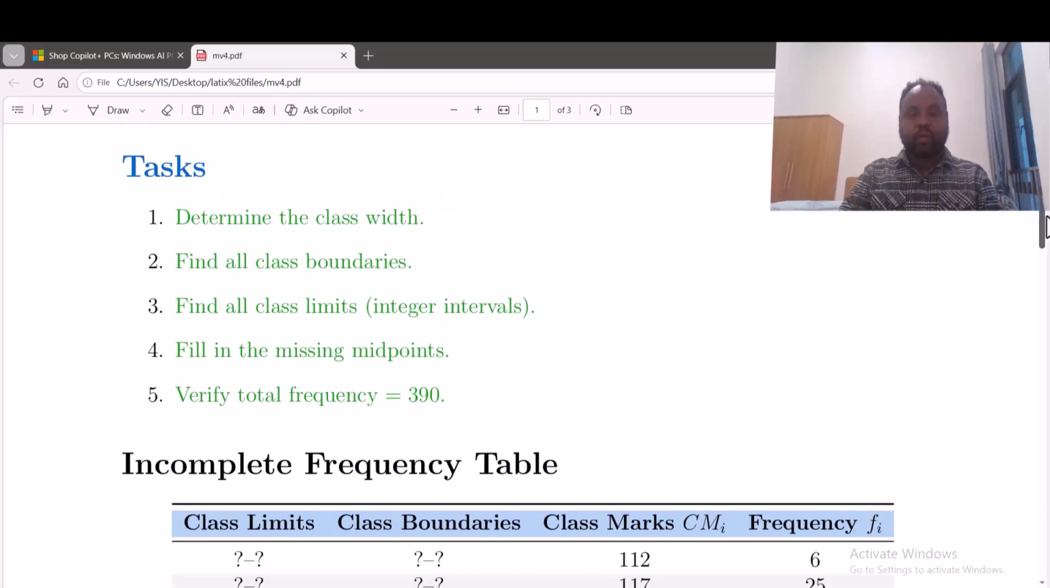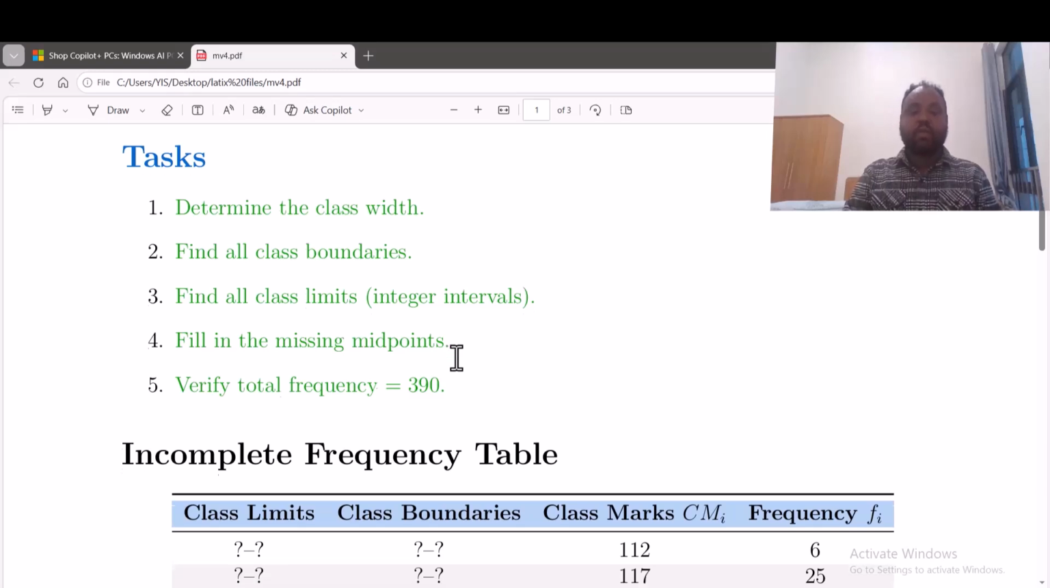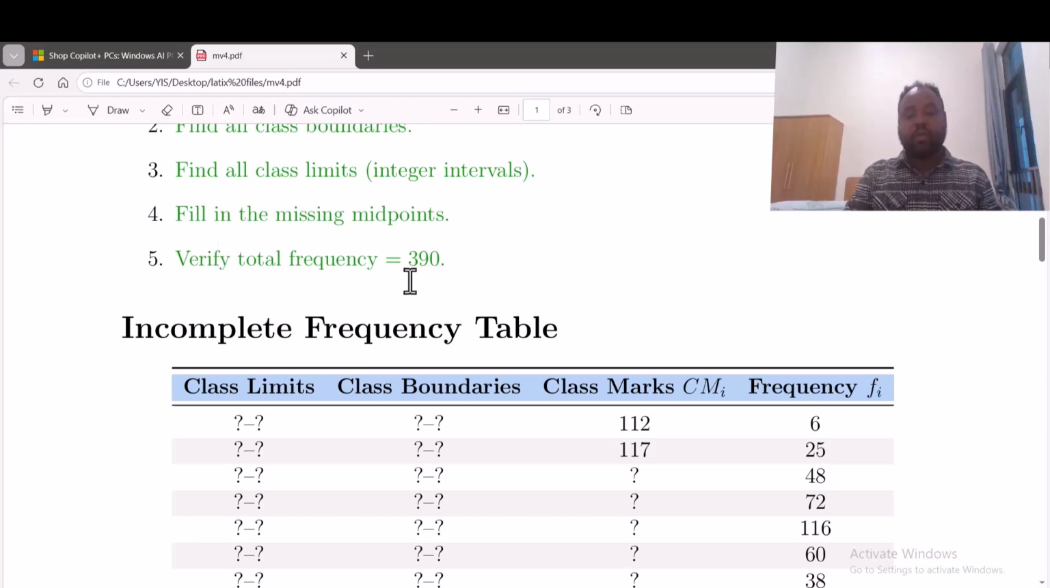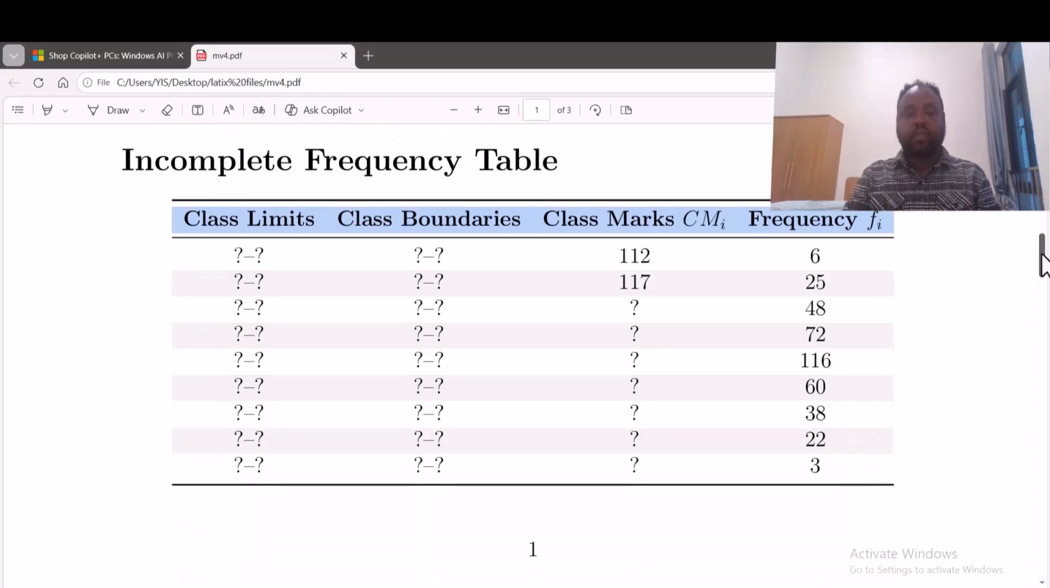What is required is that we determine the class widths from this information. We find all class boundaries and all class limits or class intervals. We fill in the missing midpoints or class marks. We have been given two class marks, and now we are going to fill in the rest. Then we verify the total frequency, 390, by summing all frequencies. So let us begin filling all the blank spaces marked with a question mark.